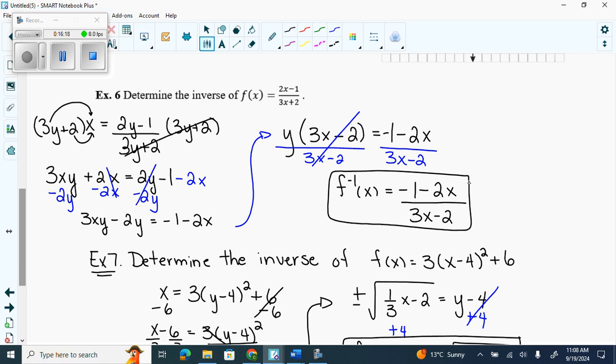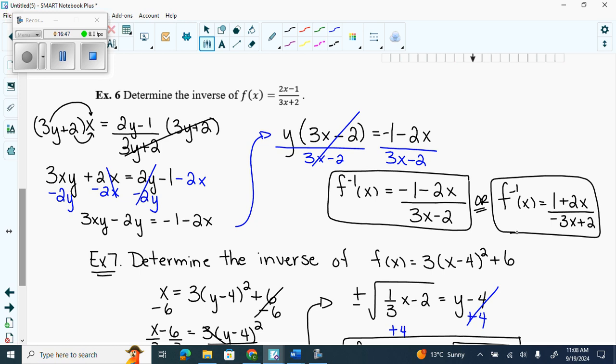So you could have this answer, or had you moved them to the other side, you might have gotten f inverse of x equals 1 plus 2x over negative 3x plus 2. Both of these are correct. One of them would be in the multiple choice answers, right? Exact same, opposite signs. All right? Sometimes they're written like this: 2x plus 1 over 2 minus 3x. Is that the same thing? Can I move them around? Yes, as long as I take the sign with them. So I could write this as 2x plus 1 over 2 minus 3x. Whatever symbol is in front of the term you have to take with it. That's a grade 10 concept, right? You have to take with what's in front of it. All right.